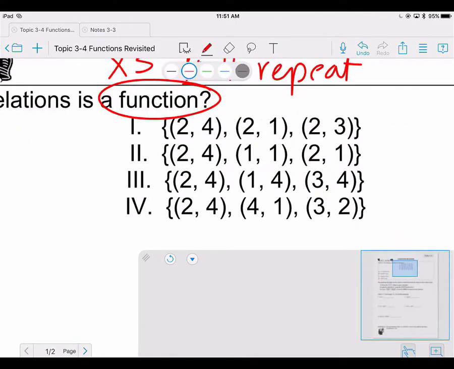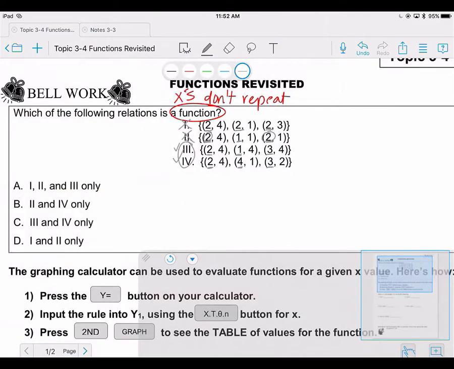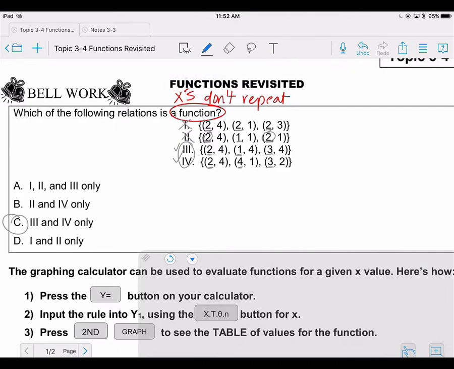cross it out. In the first one, we have x's of 2, 2, and 2. That one is not a function because your x's repeat. And the second, 2, 1, 2. Not a function because the x of 2 repeats. 2, 1, 3. That one is good. 2, 4, 3. That one is good. So we are looking for an answer for 3 and 4, which would be answer choice C.